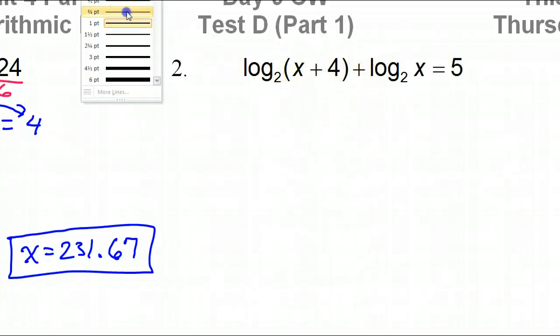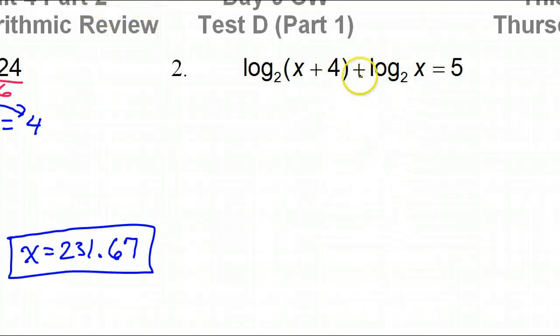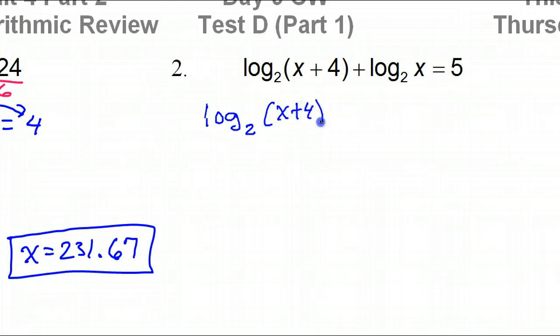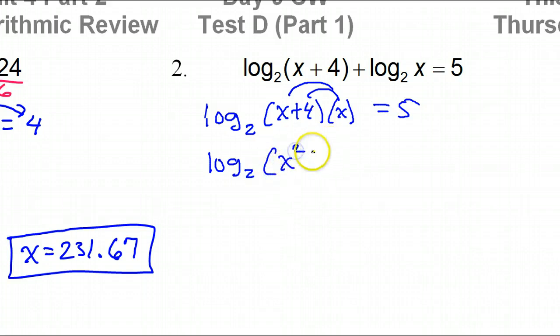Let me go one smaller here. When you are adding logarithms, you wind up multiplying to condense them. So I can condense this down to a single log by doing log base 2, and I'm going to do x plus 4 times x. Now of course when you multiply, you're going to wind up distributing. So this is going to be log base 2 of x squared plus 4x.